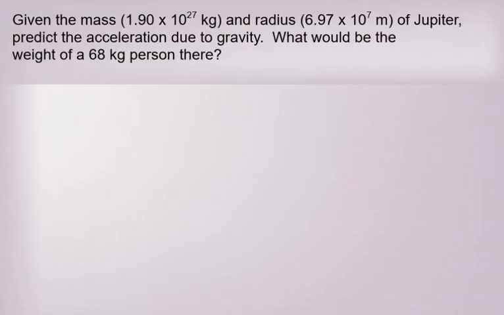Let's try a practice problem. Given the mass and the radius of Jupiter, predict the acceleration due to gravity, and I'm looking for it on the surface of Jupiter. And then what would be the weight of a 68 kilogram person at that location? So we know that to find the g for a particular planet, in this case Jupiter, I'm going to take capital G times the mass of Jupiter divided by the radius of Jupiter squared, and that's going to tell me what the acceleration due to gravity is on the surface of Jupiter.